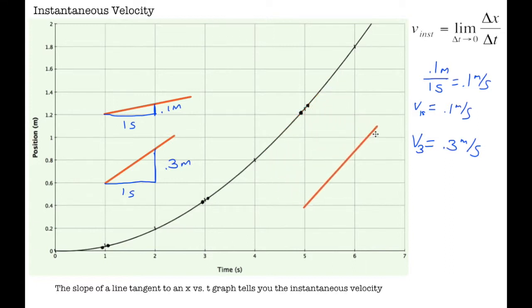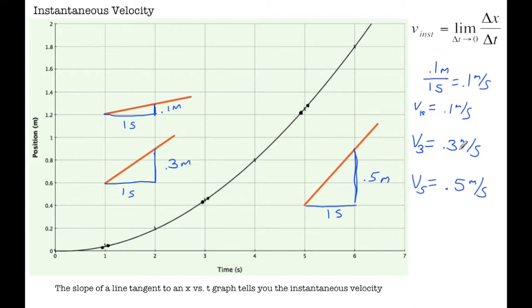And then I'll do that also with this last line. Maybe I'll take it over here. Yeah, it doesn't really matter where on the grid. I'm just kind of counting how much it goes up and how much it goes over. So taking a look here, when we go over 1 second, from 5 to 6 seconds here, we're going up this much. So this is 0.2, 0.4, and then another half. So that looks to be about up 0.5 meters over 1 second. So the instantaneous velocity at 5 seconds looks to be about 0.5 meters per second.